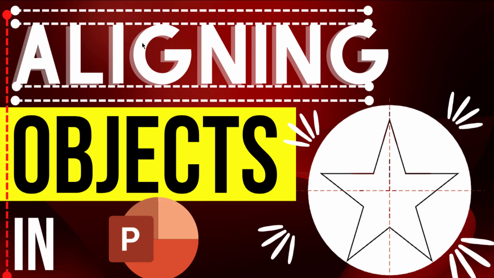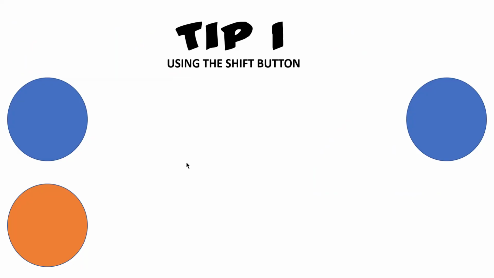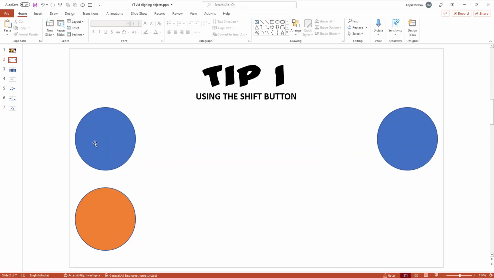Hello everybody, and today we will be learning how to align objects right inside of PowerPoint. Let's get started with tip number 1, using the shift button.